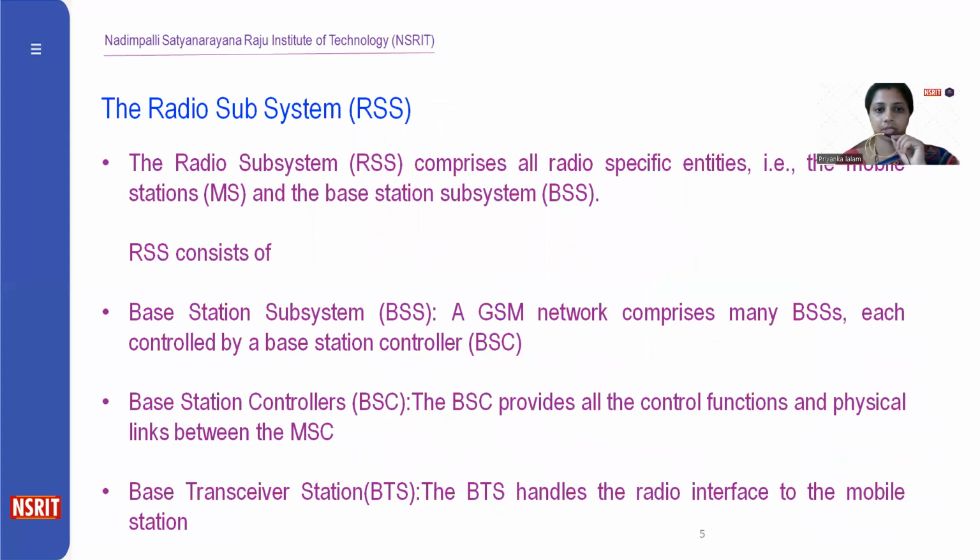The radio subsystem RSS comprises all radio specific entities, that is the mobile station and the base station subsystem BSS. RSS consists of the base station subsystem. What is the base station subsystem? A GSM network comprises many BSSs, each controlled by a base station controller, BSC.